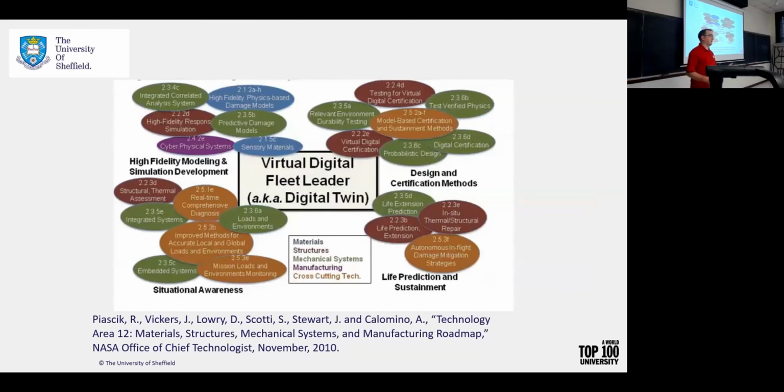So here is a picture from the roadmap from NASA back in 2010 with the original definition of a digital twin. When they originally put it out, they had four key components of a digital twin. I'm currently saying three, but it kind of works out. The first part is high fidelity modeling and simulation development, which is what you expect. You want to be able to make predictions. You want to have accurate models of your system. Otherwise, you can't really have a pairing between the physical and the digital systems.